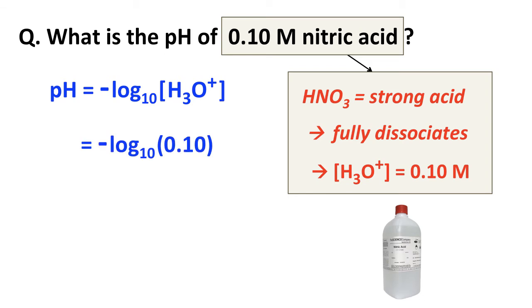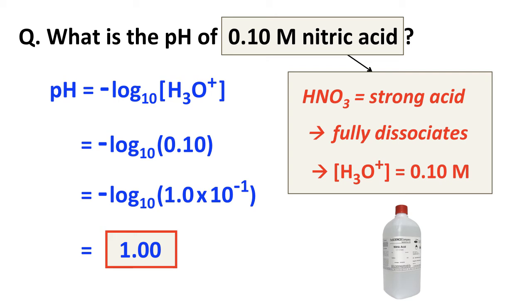So negative log base 10 of 0.1 molar is negative log base 10 of 1 times 10 to the minus first, kind of showing explicitly the exponent here. And this happens to be an easy number. Negative log base 10 of 1 times 10 to the minus first is negative negative 1, which is positive 1. And so with the right significant digits, the pH of this solution is 1.00. If we had a more concentrated nitric acid solution, we can get a pH of 0 or even negative pH values for a more highly concentrated nitric acid solution.